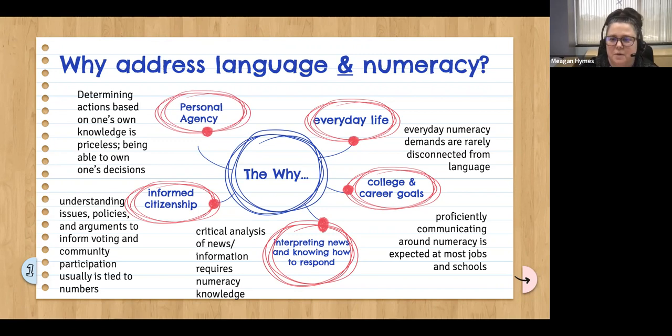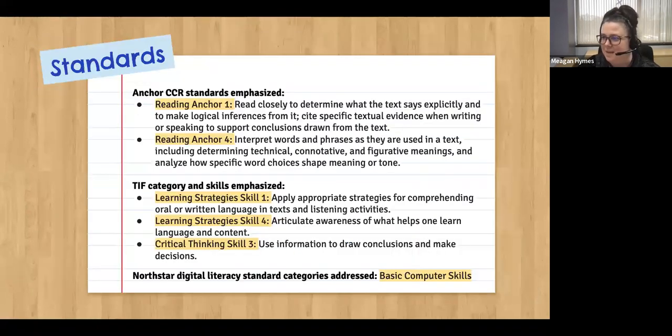Students deserve access to information that affects them, and to be able to make their own decisions and not rely on possibly false information from other sources or other people. So this is why it's important to talk about both language and numeracy together, because they don't exist really separately all that much in our world.